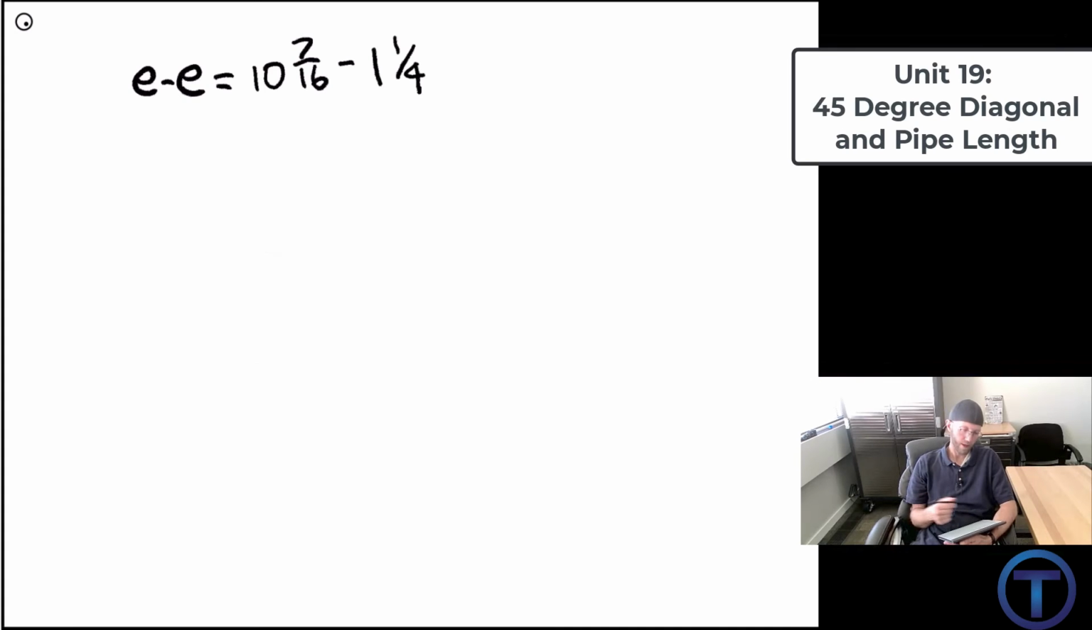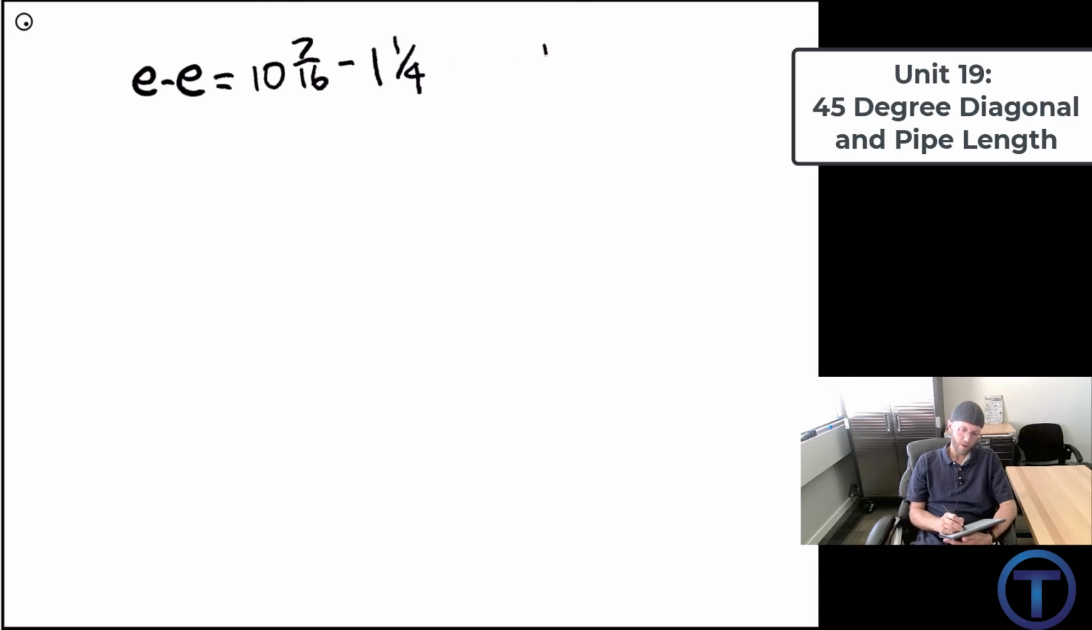All right, I got my notebook out here, and we got to this step, end to end equals 10 7/16 minus 1 1/4. You can't just subtract those right out. We got to do a little bit of conversion on our fractions, right? Mainly because we got to look at common denominators. So you can't subtract fourths from 16ths. Let's convert those fourths over.